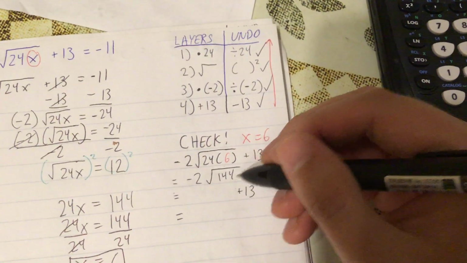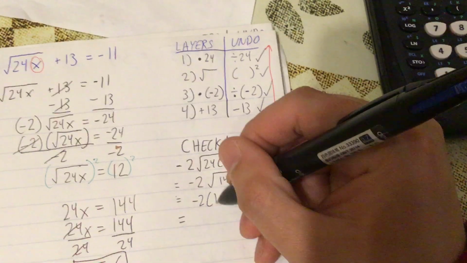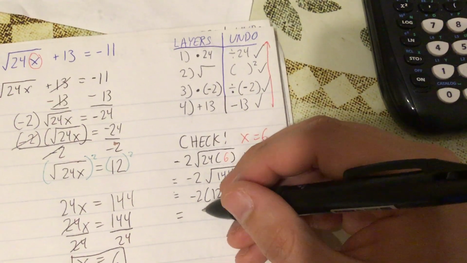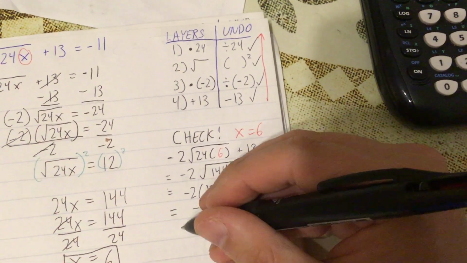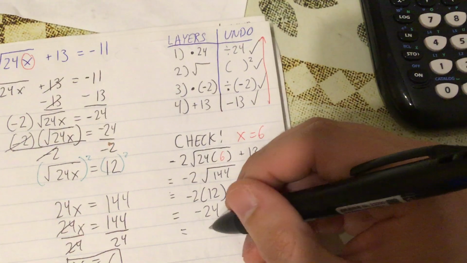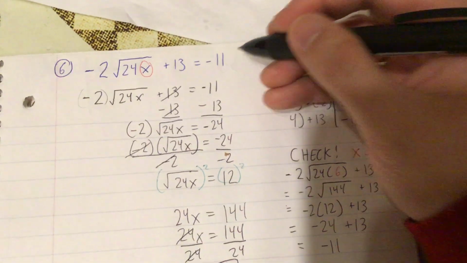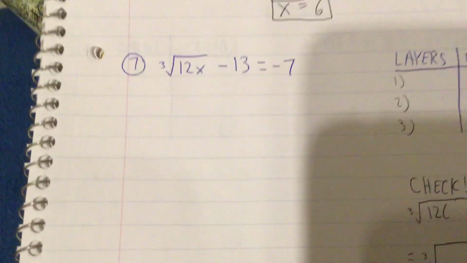So negative 2 times the square root of 144 plus 13. Well, that's negative 2 times 12 plus 13. Negative 2 times 12 is negative 24 plus 13. And that's going to be negative 11. Is that what I wanted? Yes. Check. Okay, see if we can do number 7 independently.